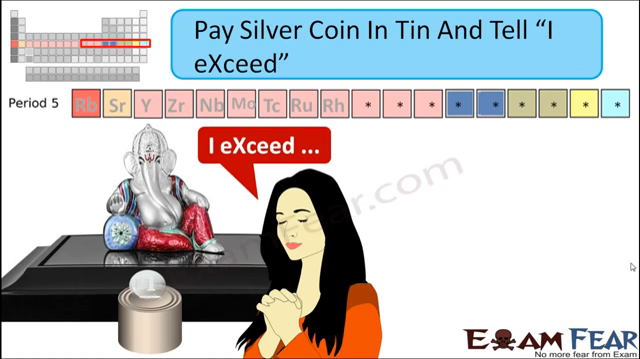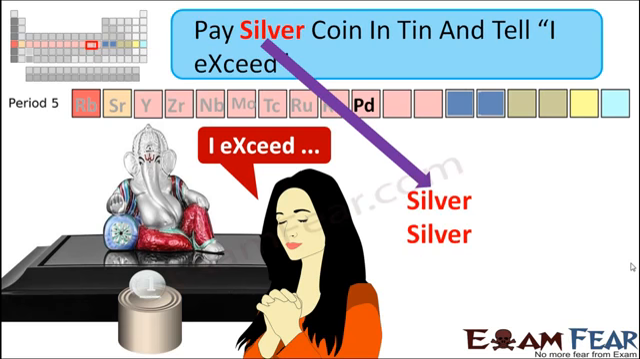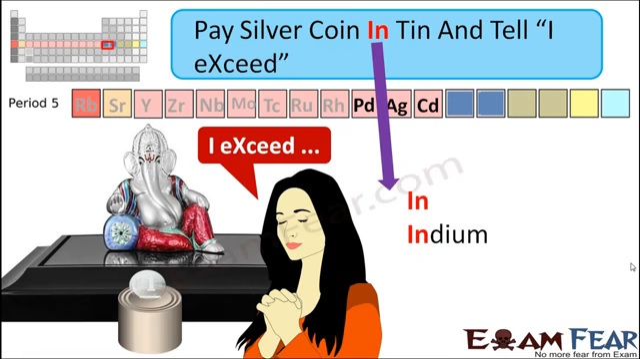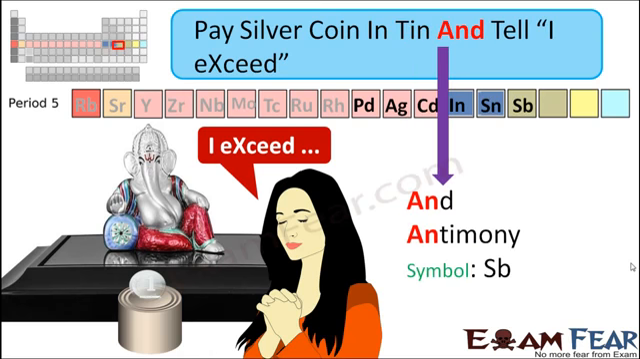So here your memory tip would be pay silver coin in tin and tell I exceed. So here Pay reminds of palladium. Silver is, of course, silver. However, the symbol for silver is Ag. Coin reminds of cadmium. In reminds of indium. Tin is tin again. And is antimony. So you have an in and, you also have an in antimony. So and reminds us of antimony, but the symbol for antimony is SB.